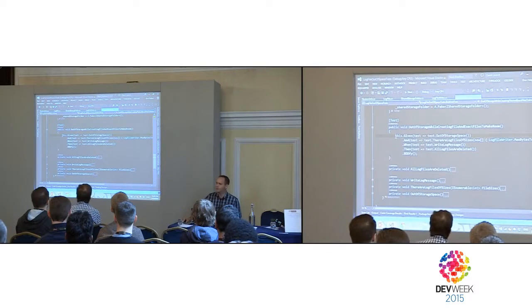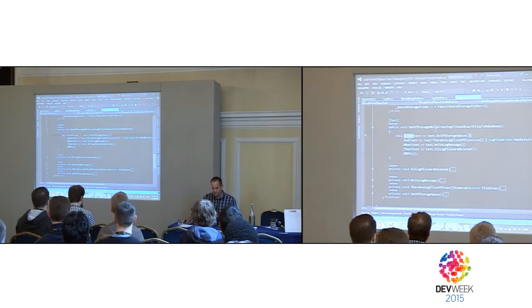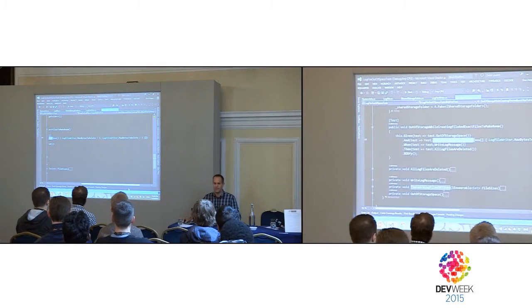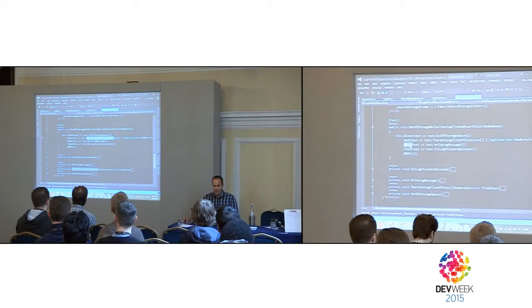This is how it looks with BDDfy. It has 2 APIs. This is the Fluent API. I like it better. Given that I'm out of storage space, and there are log files of certain sizes, and here I give it the sizes of the log files. Each of them is exactly half of the max size. And when I write a log message, then all log files are deleted. You don't need to know anything about the business. You can read it. It's much more readable.